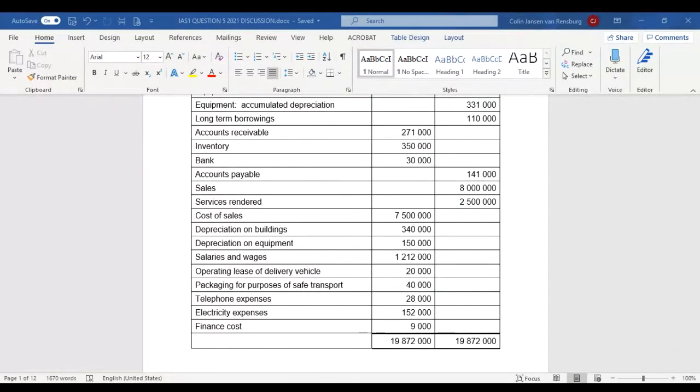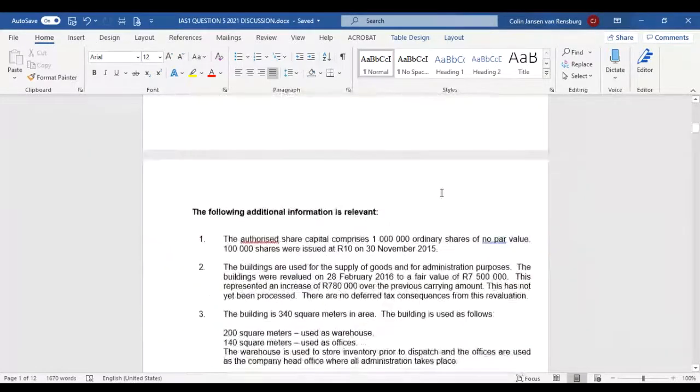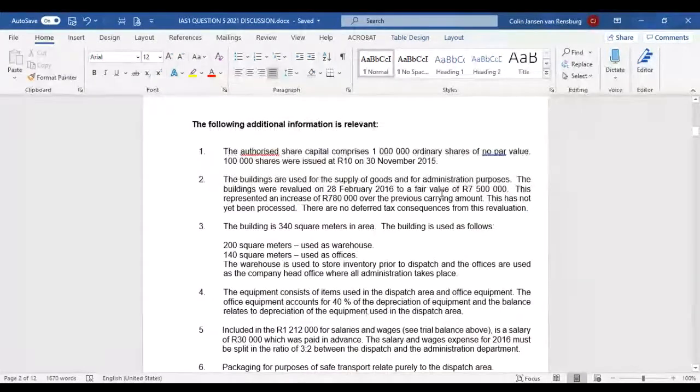Okay, so now let's go and have a look at the rest of the question. So if we scroll down, we've looked at the trial balance. Now they give us some additional information here. So let's have a look at that. They say the authorized share capital comprises 1 million ordinary shares of no par value. 100,000 shares were issued at 10 rands on the 30th of November 2015.